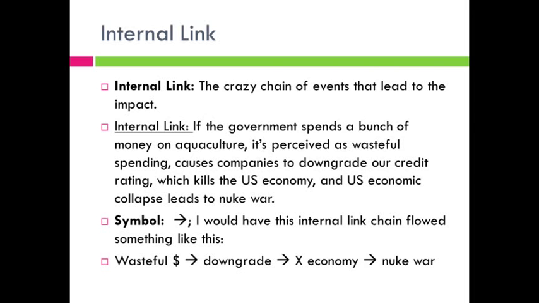So the symbol here and how I flow is using an arrow. So I would have this internal link chain flow something like this. So wasteful spending causes downgrade, collapses the U.S. economy, causes nuke war. Except, if you watch the flowing video, you'll know this, instead of flowing the internal link chain to the side horizontally, I would flow it vertically from up to down with wasteful spending being on the top and nuke war being on the bottom.